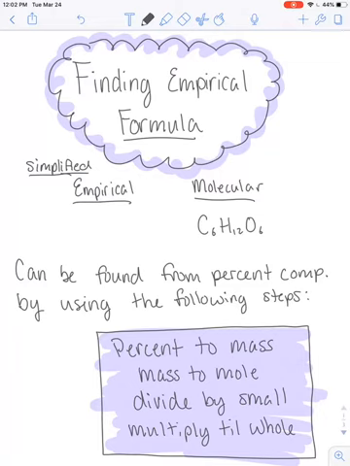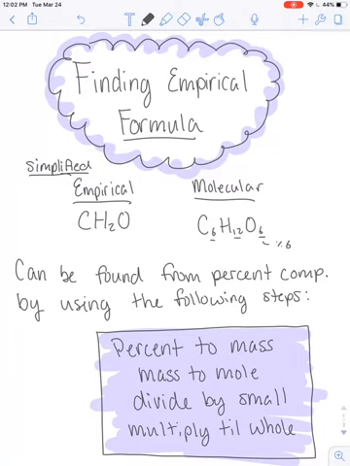So if we have C6H12O6 as our molecular formula, what we notice is that those subscripts can all be divided by 6. And if we do that, the empirical formula is going to end up being CH2O. So it's really just the more simplified version of the molecular formula.